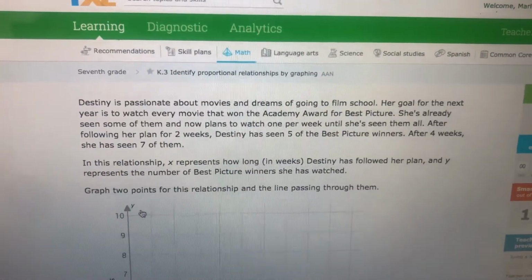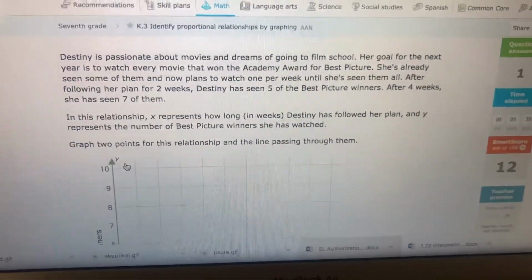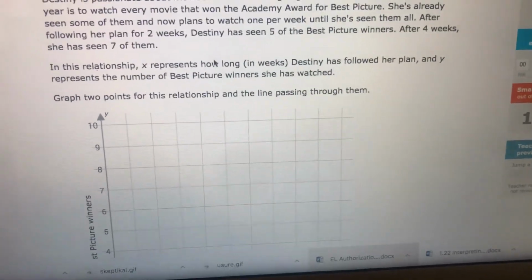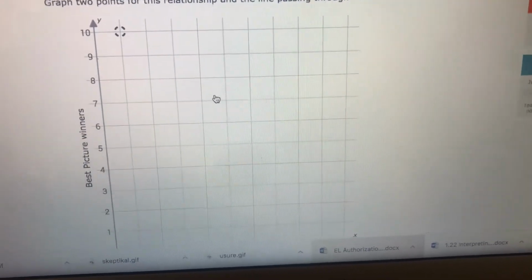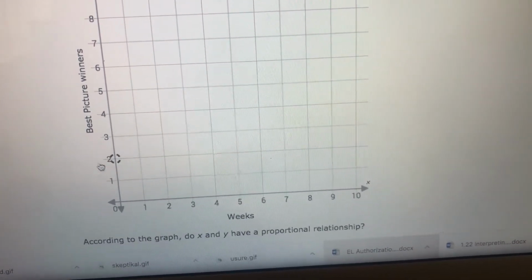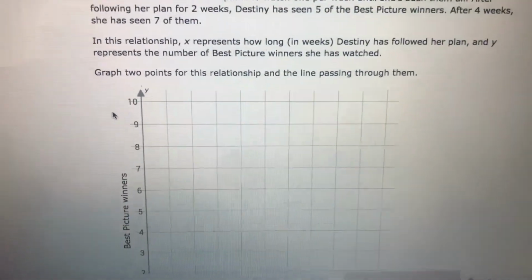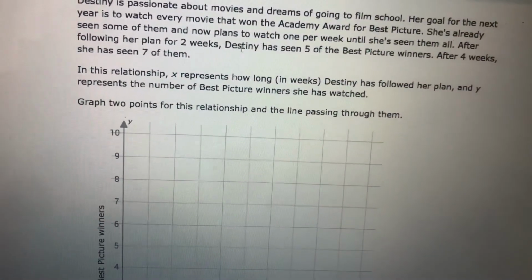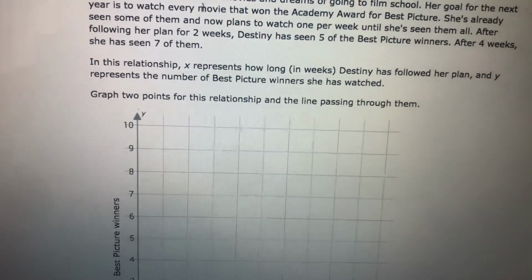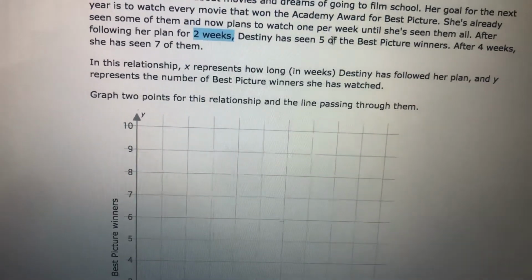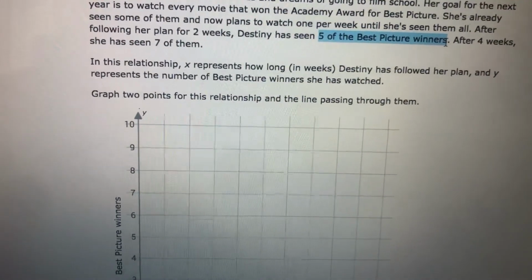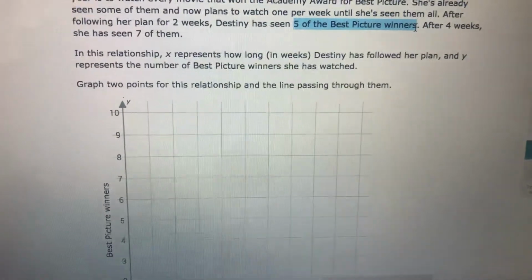Okay, so those steps are very, very, very important. So please make sure that you follow them, where like for this next one, you identify the x-axis, x is weeks, picture winners is y, and then you would actually write the numbers given as ordered pairs, right? So 2 weeks, Destiny has seen 5 of the best picture winners. 2 would be x, and 5 would be y, because they're representing the units of the x and y axis.